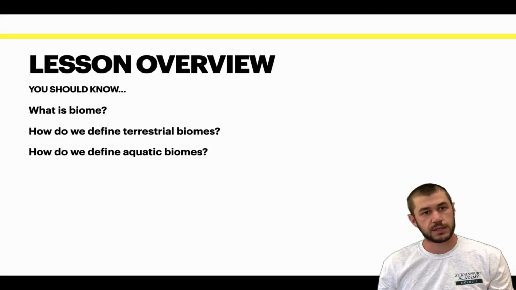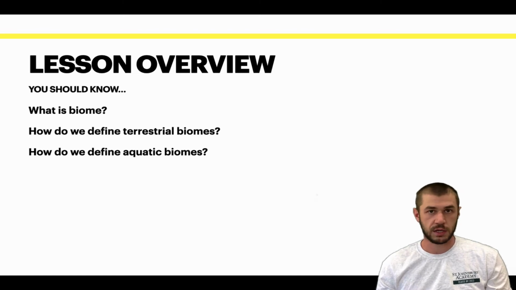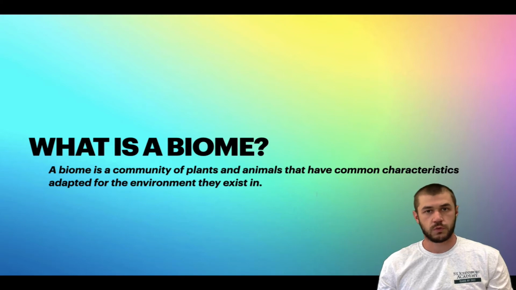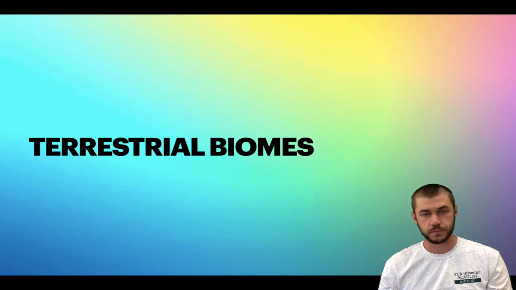Overview of this lesson, the things that I hope you come away with are what is a biome in a really general sense, and how do we start to define both terrestrial and aquatic biomes. So, what is a biome? A really general definition is a community of plants and animals that have common characteristics that are well adapted for the environment that they exist in. We're going to break that down into terrestrial and aquatic biomes because we define their bounds a little differently. So let's start with terrestrial biomes.